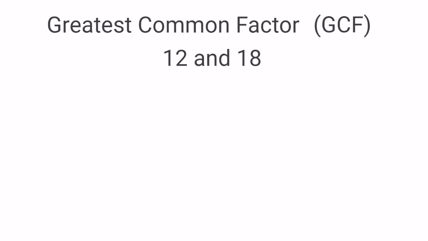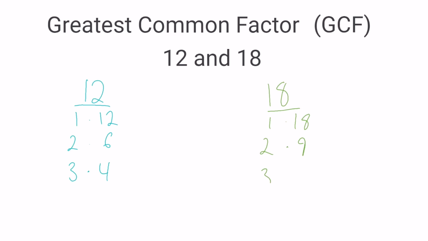Now, the easiest way I think to do this is by writing out all of the values that multiply to 12. Well, that's 1 times 12, 2 times 6, and 3 times 4. Let's do the same thing, but for 18. 18, we have 1 times 18, 2 times 9, and 3 times 6.